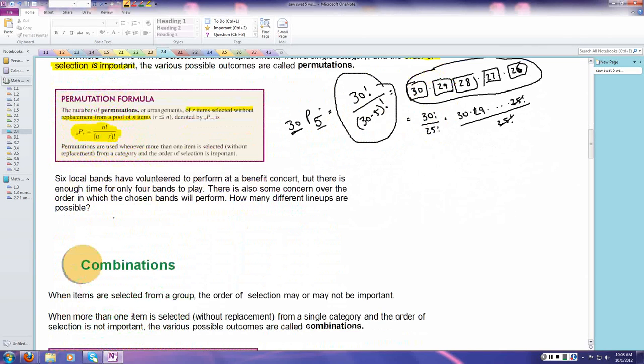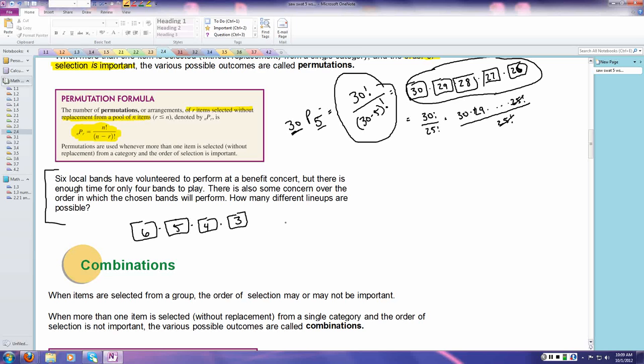So the example on your PowerPoint has to do with 6 local bands that have volunteered to perform at a concert benefit, but there is enough time for only 4 bands to play. There are also some concerns over the order in which the bands will perform. How many different lineups are possible? Well, you could think of it as, okay, I only have 4 spots. That's a small band, right? 4 spots here, and I have 6, then 5, then 4, then 3 possible choices, right? I have 6 bands to choose from here, and then I have 5 bands here, and so forth.